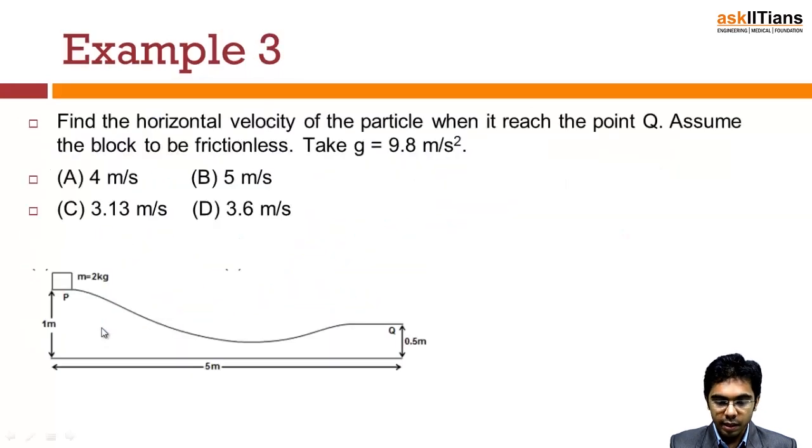Now let's look at the next example. Find the horizontal velocity of the particle when it reaches point Q. Assume the block to be frictionless. As we have to find the horizontal velocity when the block is here, we have to find the velocity of the block.